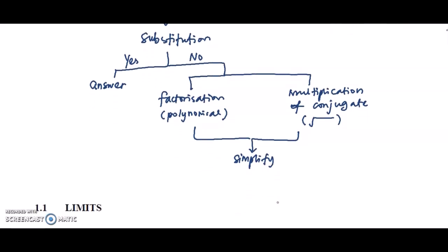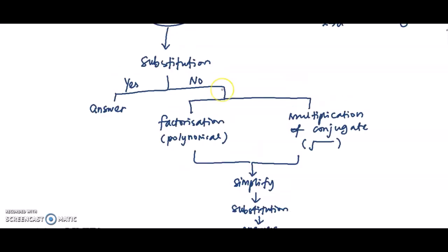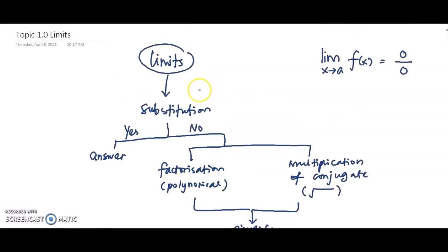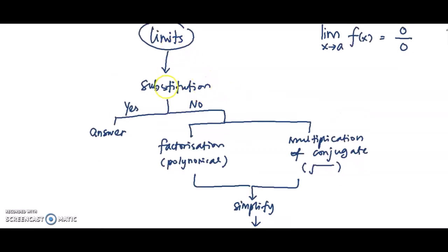And after you simplify, you should cancel something off. Then you go back to the method of substitution. All right. Then finally, you get the answer. So basically, this is the process when we find the limit. Again, we start from the method of substitution. If successful, we get the answer, and that is the end of our solution.